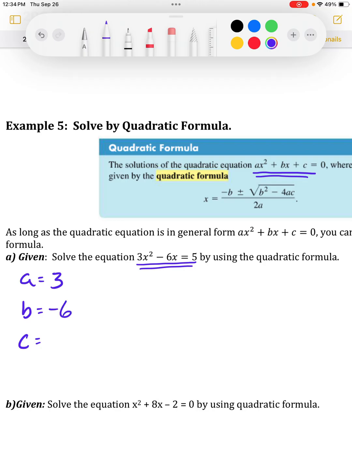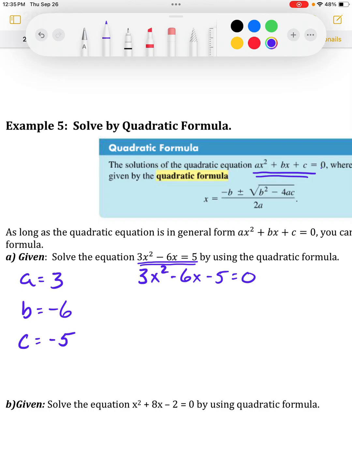B is -6, and now I notice, hey, this one's equal to 0 up top, and this one's not. So what I have to do is get this equal to 0. I do 3x squared minus 6x, and how do I move that 5? Well, I subtract it to give me that. Now they look identical, and I can find C is -5. It's really important to make sure that this is equal to 0. If it's not, we run into problems, and we'll get the wrong answer because our values will have switched signs. So it needs to be equal to 0.